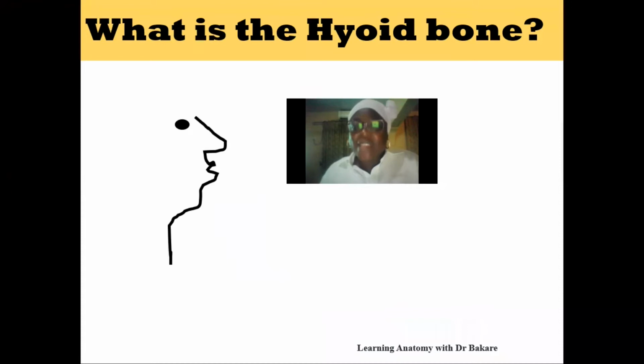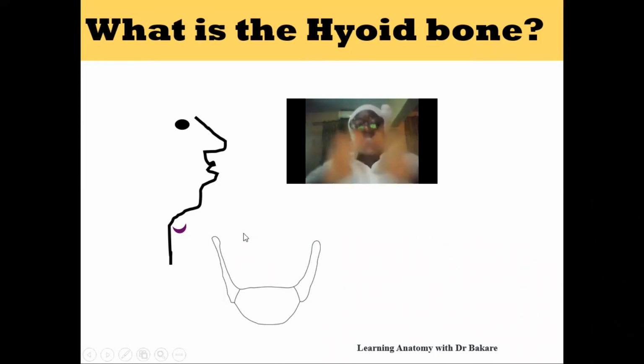What is the hyoid bone? The hyoid bone is a U-shaped bone that is located at the root of the neck, just below the mandible. And this is what the hyoid bone looks like. It is U-shaped. And what is distinct about this bone is that it is a standalone bone. It is not structurally connected to other bones in the body. So it is just on its own.